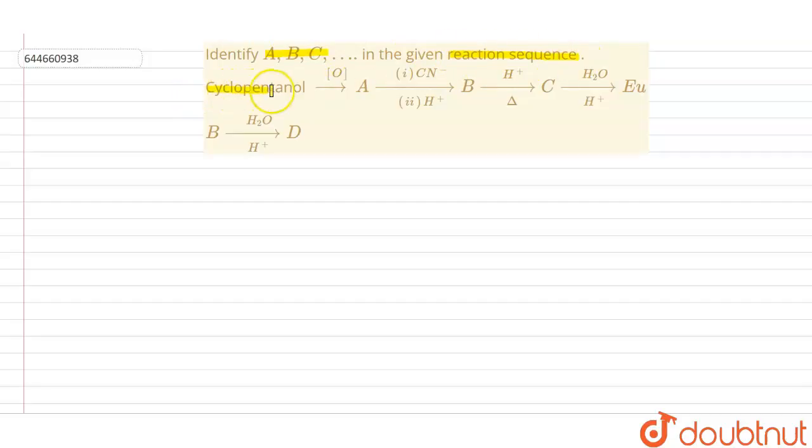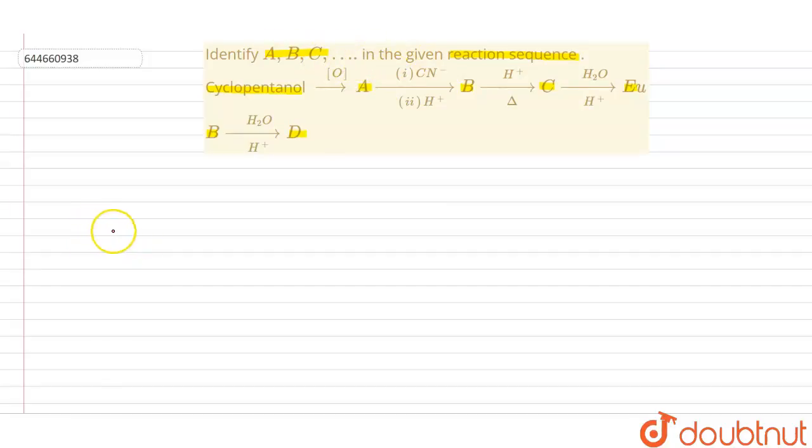Hello student, the problem is: identify A, B, C in the given reaction sequence. Here cyclopentane is a reactant, and with oxidation this forms a compound. Reaction with CN minus in the presence of H plus forms compound B, and again H plus with heat gives C, and again this is compound E. Here the B compound with H2O, in the presence of H plus, forms the compound D. So we are finding all the compounds A, B, C, D and E.